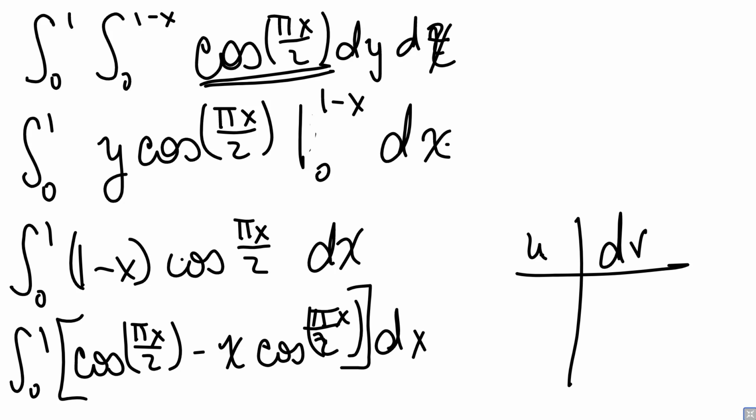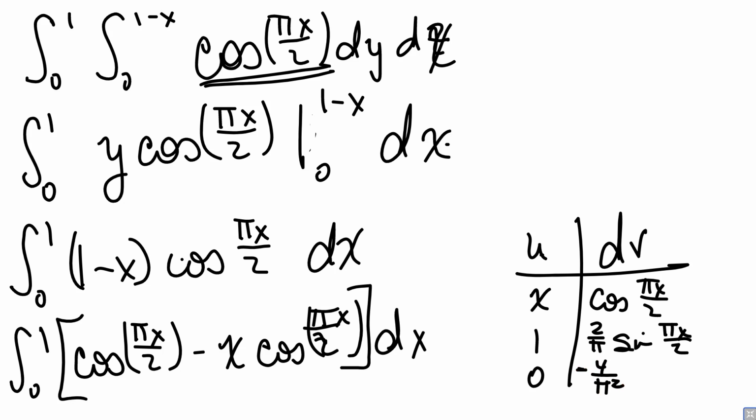X. Okay, so X is going to be U, dV is going to be the cosine of pi x over 2. So derivative 1, 0, 1, if we integrate, we're going to get 2 over pi times the sine of pi x over 2, and then we're going to get negative 4 over pi squared times the cosine of pi x over 2. Okay?